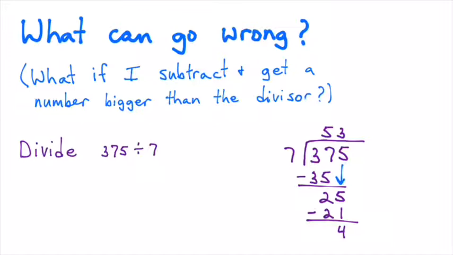And now there's nothing left to pull down, and so 4 is our remainder. So now we know 375 divided by 7 is 53, remainder 4.